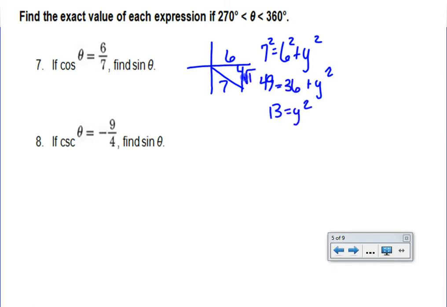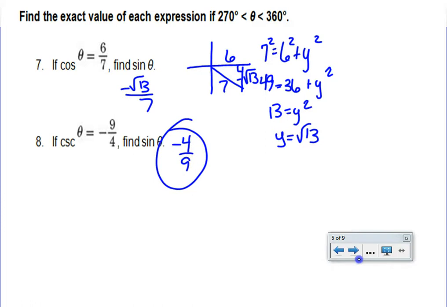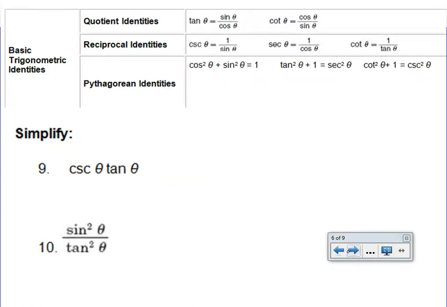So this is the square root of 13, and because he's down, he's actually the negative square root of 13. So the sine is the y over the r, so the sine is negative square root of 13 over 7. Number 8, cosecant and sine are directly related. They're inverses, or reciprocals of one another. So the sine is going to be a negative 4/9. Because they're reciprocals, it's a very easy question.